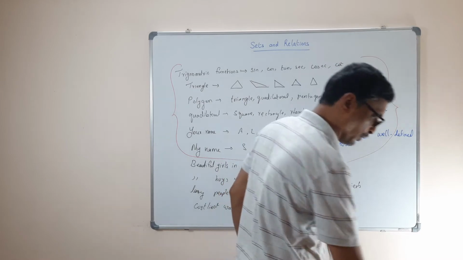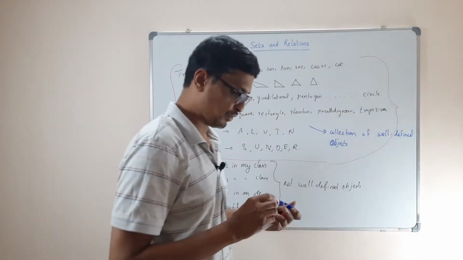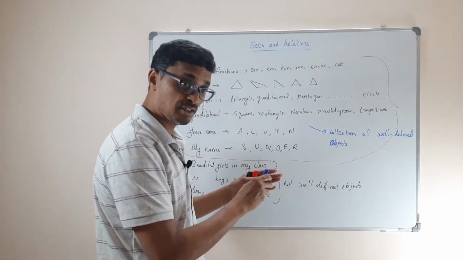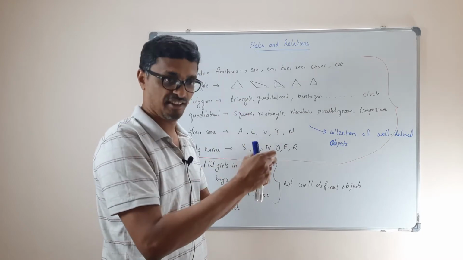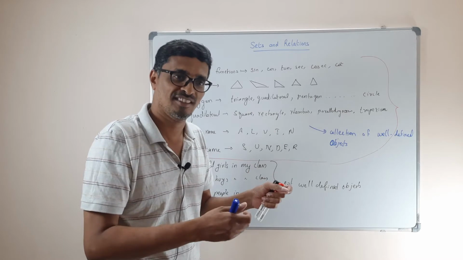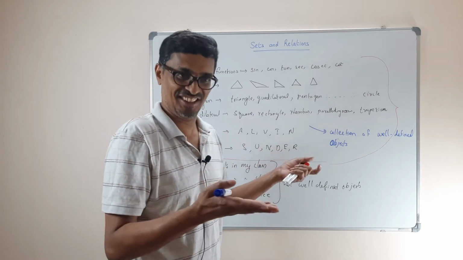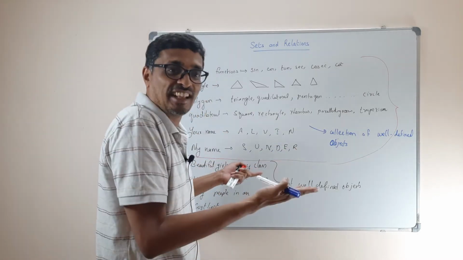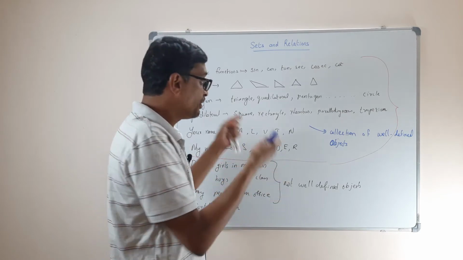This is called your set. Because to do mathematics, you need the object to be well defined. Only then can you do the mathematics. You can't say good people, bad people. Mathematics is not psychology, so you can't say good people, bad people. You have to define it.